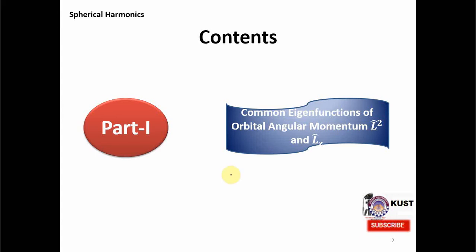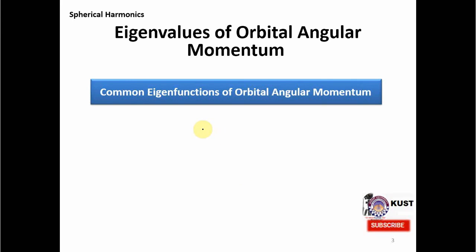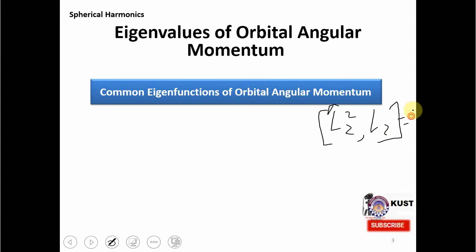Okay, but before doing this, it is important to revise how we can get the common eigenfunctions of orbital angular momentum L square and Lz, and this is the first part of the lecture. The eigenfunctions of orbital angular momentum will be common because L square and Lz commute. By this I mean that if I take the commutation relation of L square and Lz and calculate it, then this is equal to 0.